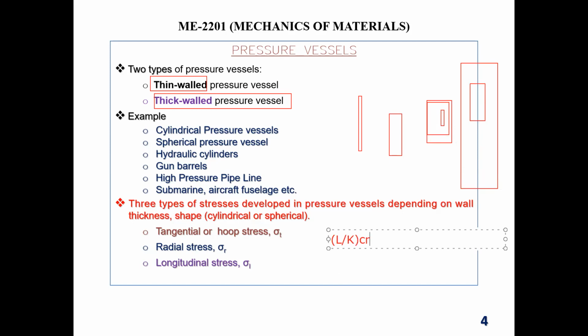If your L by K is higher than this value, then you will be on the right side. Then this is a long column. If you're on the left side, this is a short column. Right? This is the scale we use, L by K critical.